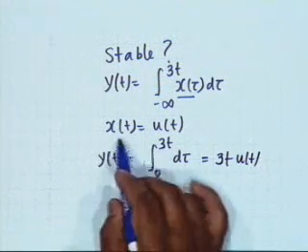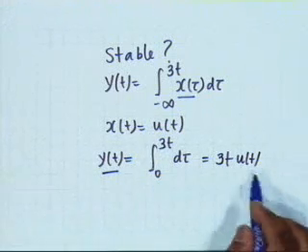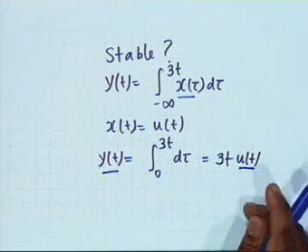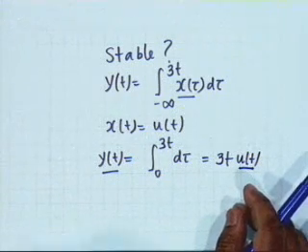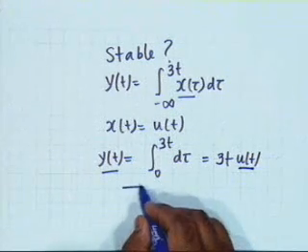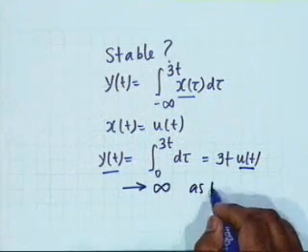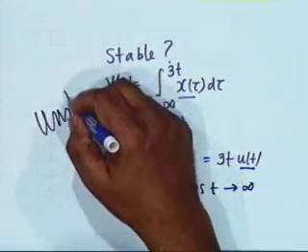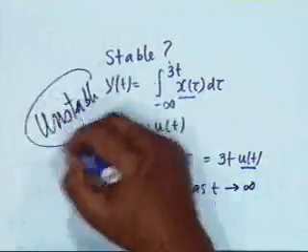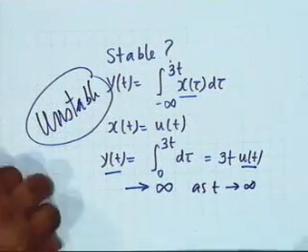If x of t is u of t, then the output is 3 times t. Why did I multiply by u of t? To indicate that the output does not exist for t less than 0. All right, and you see that this grows in an unbounded manner. This tends to infinity as t tends to infinity, and therefore the conclusion is the system is unstable. Is this point clear? All right.